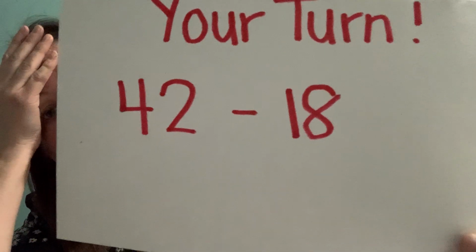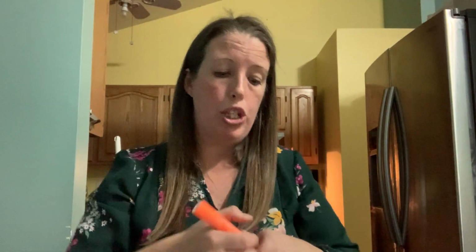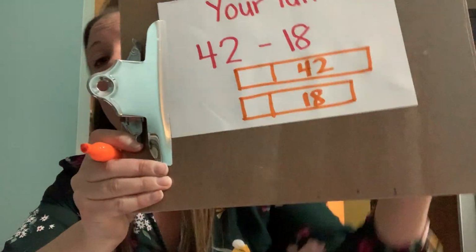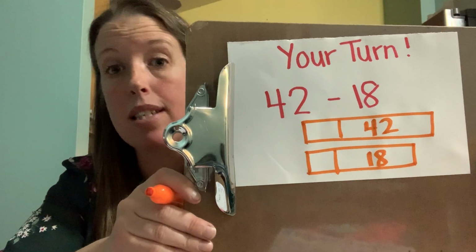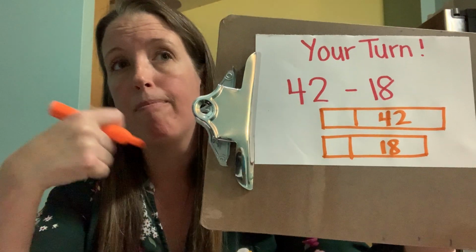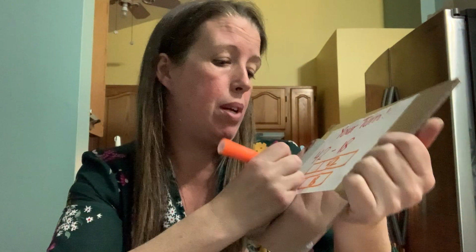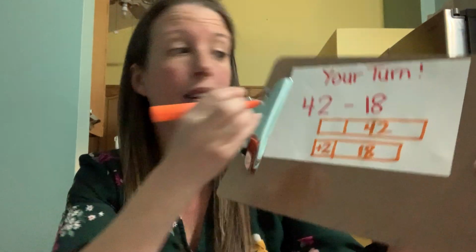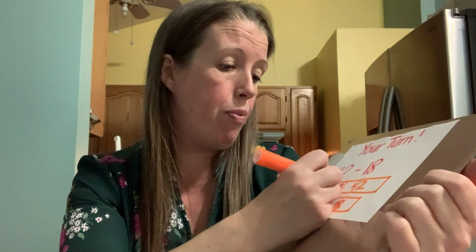Okay, so I'm gonna show you now how to solve this. If you need more time, just press pause. So I'm gonna make my 2 boxes, one for my 42, one smaller one for my 18, and I'm gonna fill those in to look like this. Now I'm gonna go to my second number and think, how many more do I need to make this my next 10? 18, 19, 20, I need 2 more. So I'm gonna add 2. And if I added 2 to my 18, then I have to add 2 to my 42.